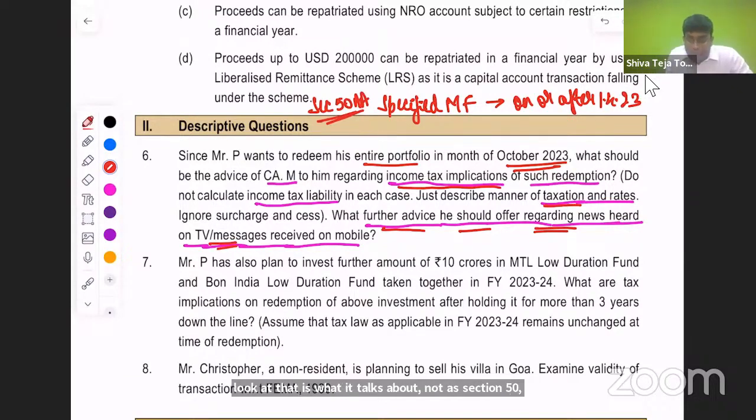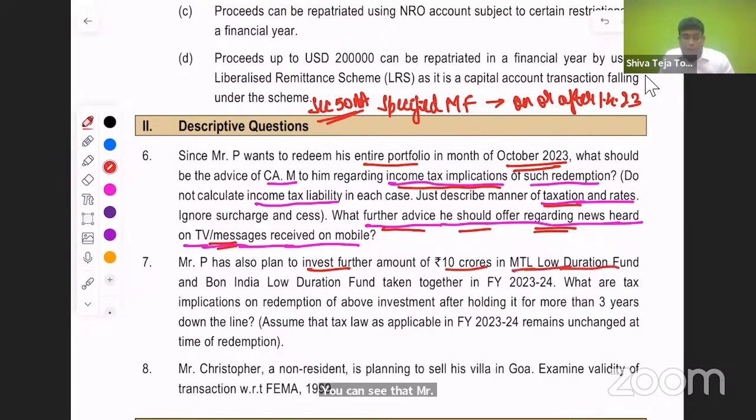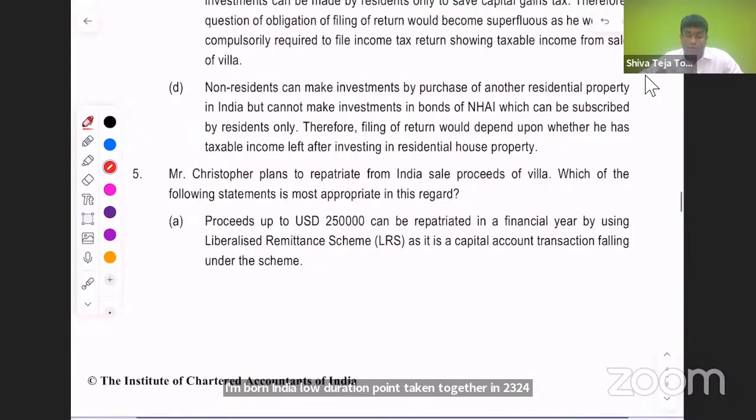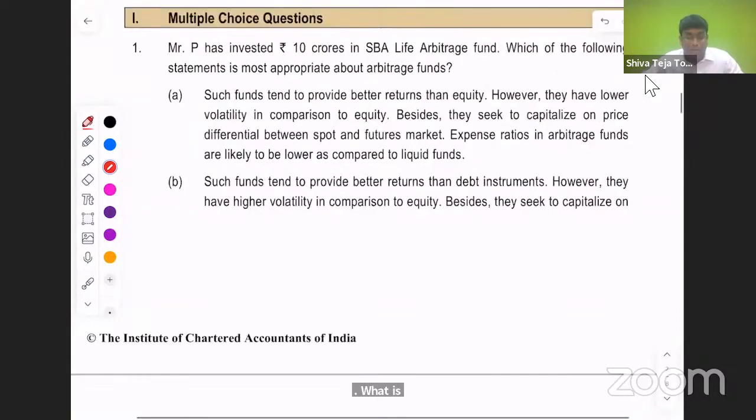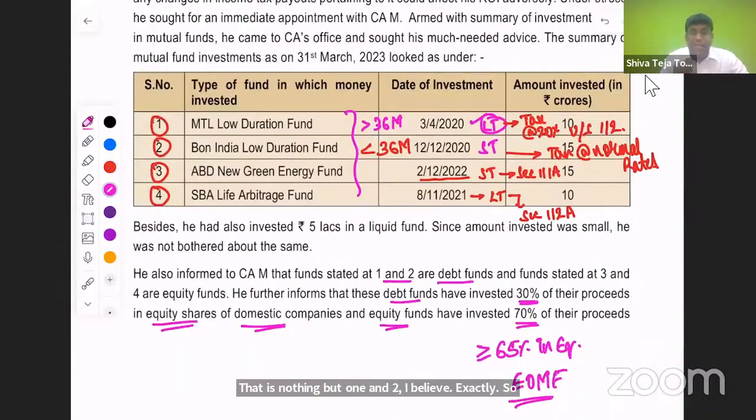Mr. P has also plans to invest further amount of 10 crores in MTL low duration fund and Born India low duration fund taken together in 23-24. What is MTL low duration fund and Born India low duration fund? That is nothing but 1 and 2, I believe. Exactly. So that is nothing but 1 and 2 funds. Now, when it is 1 and 2 funds, they are nothing but debt-oriented funds. And you have to observe that these debt funds invest 30% of the proceeds in equity share.